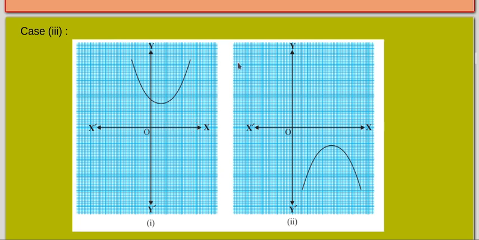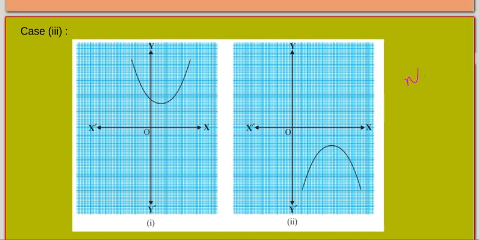So in three cases of a quadratic polynomial, either it has no zero, or it has only 1 zero, or it has two zeros. So at most, a quadratic polynomial has two zeros. At the maximum, it has two zeros.